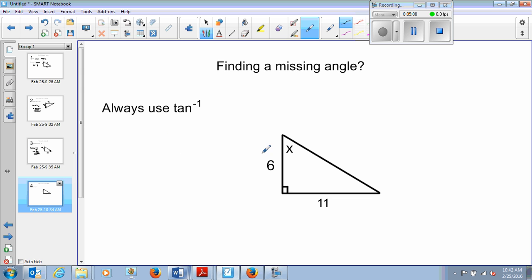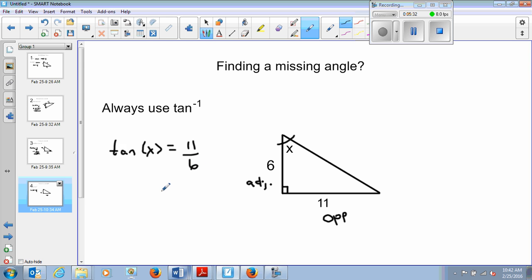Now we get to the last case scenario. So here's my angle. It's the one I'm looking for. 11 is opposite. 6 is adjacent. So again, opposite, adjacent, I'm going to use tangent. So I say tangent. I don't have the angle measure, so I'm just going to enter x equals opposite 11 over adjacent 6.